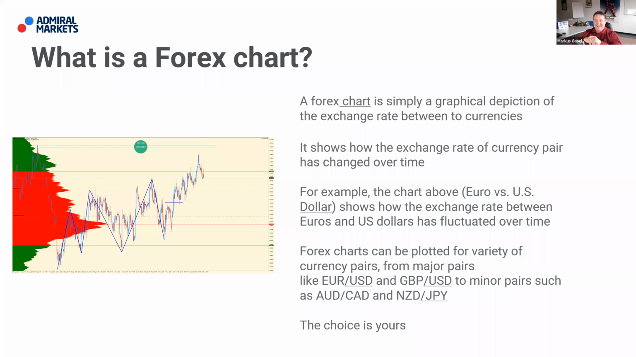So we divide between majors, minors, and exotic pairs. Why do we have to divide? It's about the volume behind it. We have hugely more traded volume in the major pairs, a little bit less volume in the minor pairs, and really less volume in the exotic pairs. Yes, right, there's liquidity behind that.